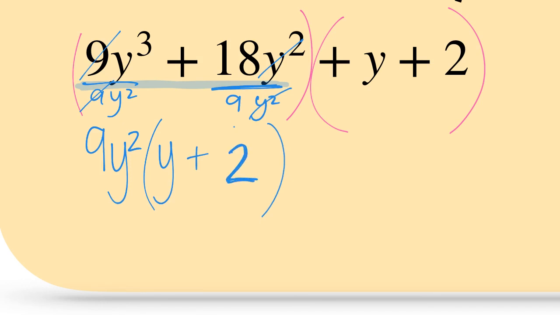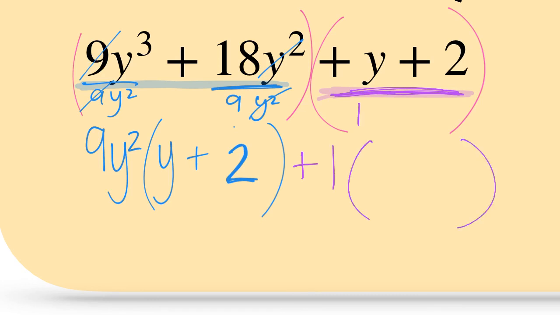Now, if you look at that second group, it doesn't look like there is a greatest common factor, right? Because there's no number, there's just a 1 here, right? There's nothing that goes into both of these. But we still have to take something out because that's how you do this method of grouping. So anytime this happens, if you can't take out anything, then just take out a 1. So we're going to take out a positive 1. Because when you take out a 1, nothing really happens, right?